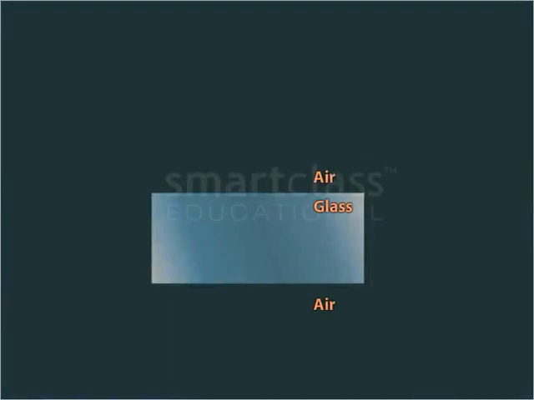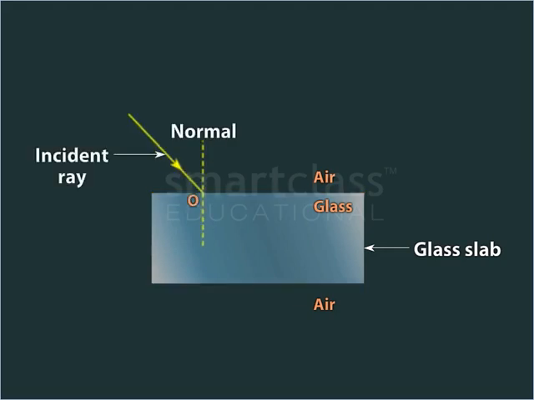Let us now see what happens when a ray of light passes through a glass slab. For a rectangular slab, refraction takes place at two interfaces: air-glass and glass-air. When a ray of light traveling in air gets incident on the face AB of the glass slab at an angle of incidence I, it gets refracted on entering the glass slab and bends towards the normal with an angle of refraction R1.